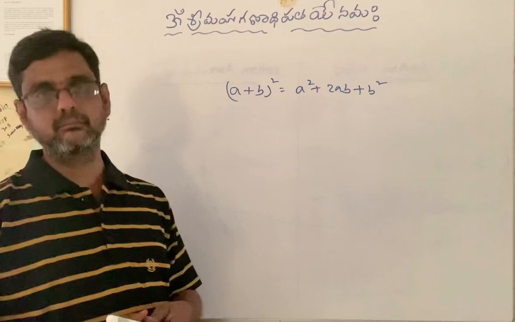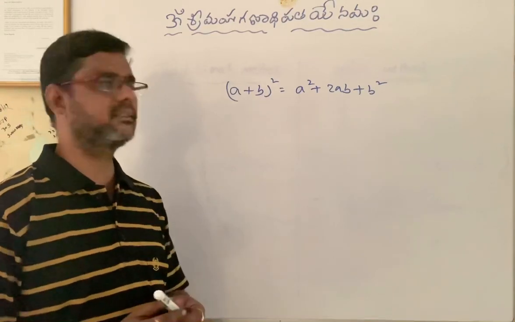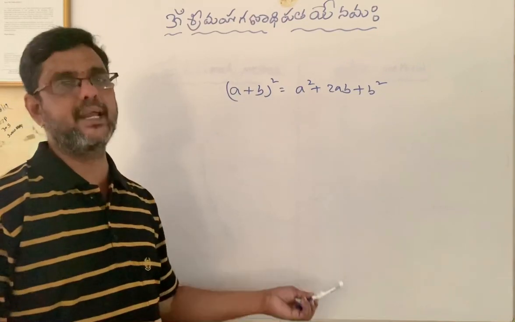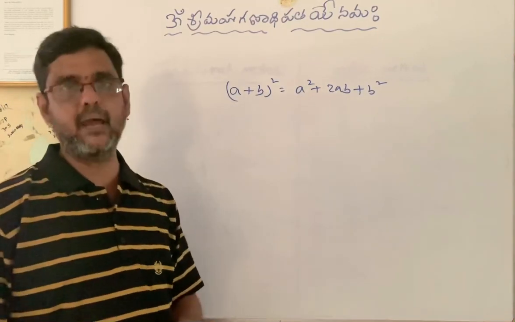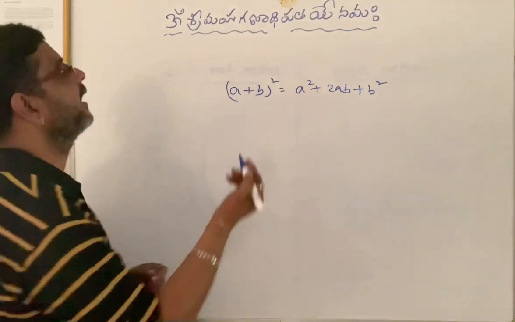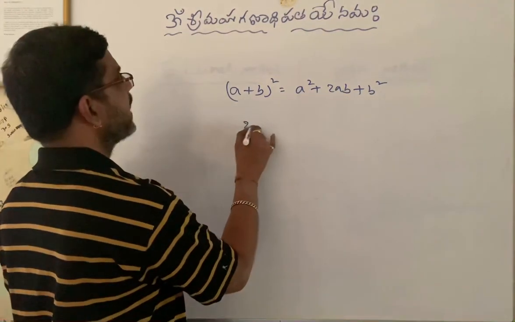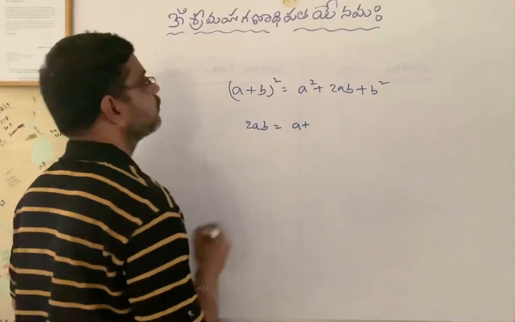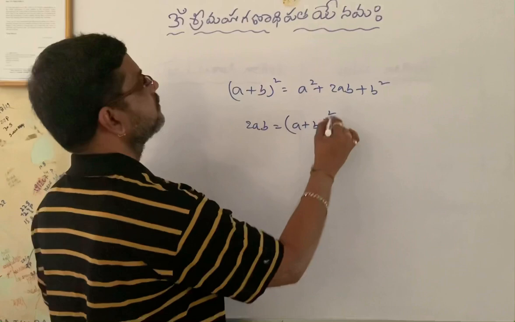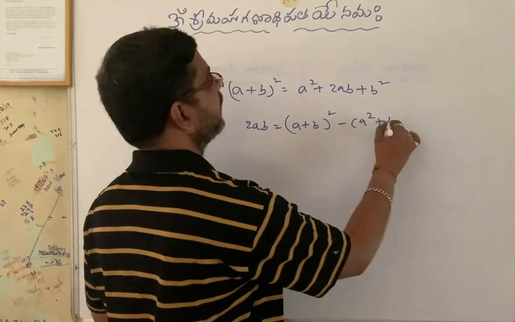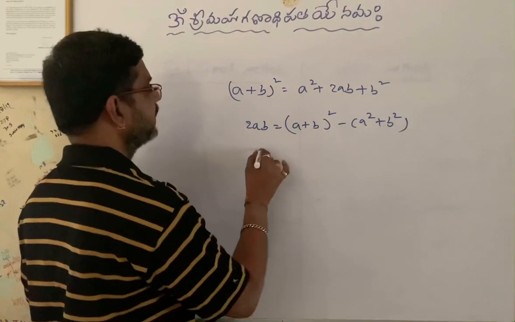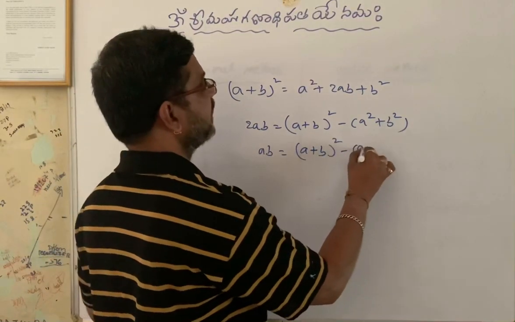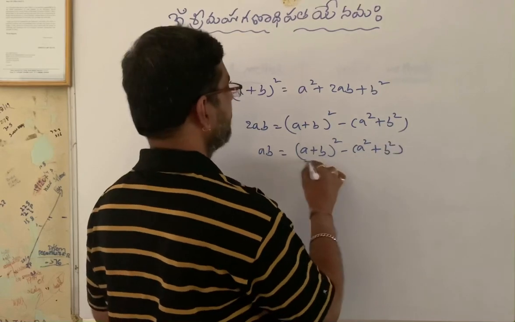This is also what we used to call an identity. From this, how many identities or formulas we are able to write, that I am going to explain now. What is 2ab from this? It is (a plus b) whole square minus (a square plus b square). Then ab is equal to (a plus b) whole square minus (a square plus b square) by 2.